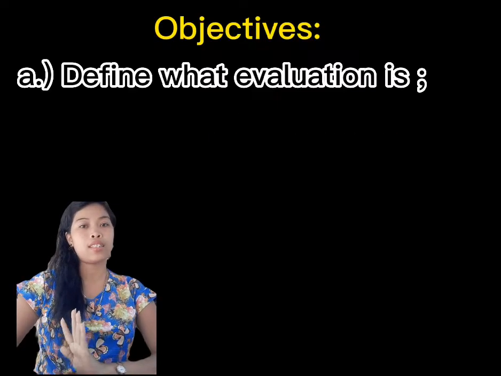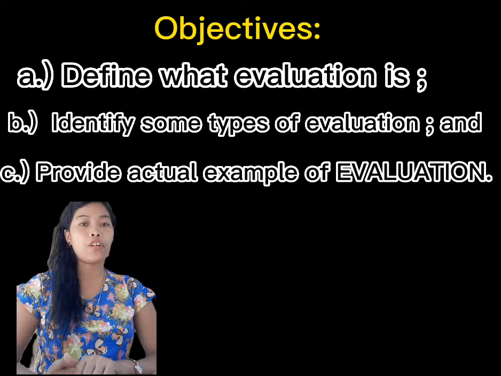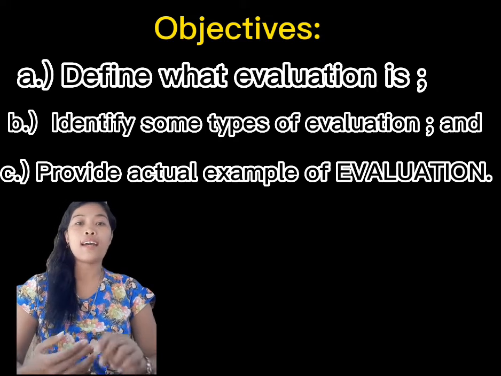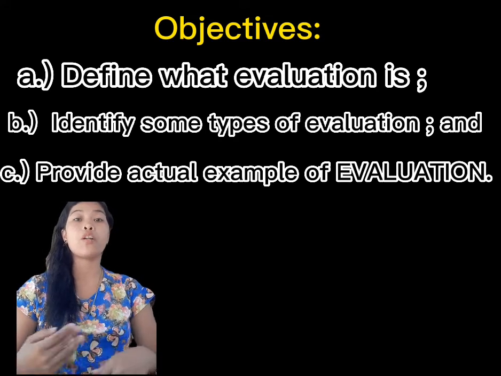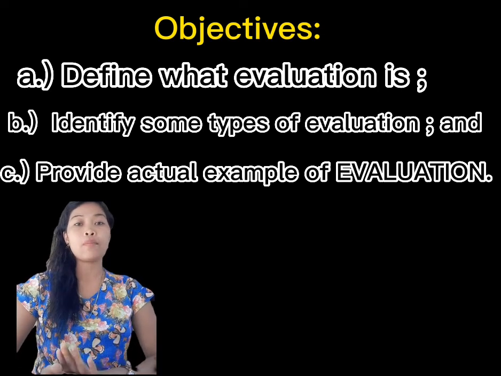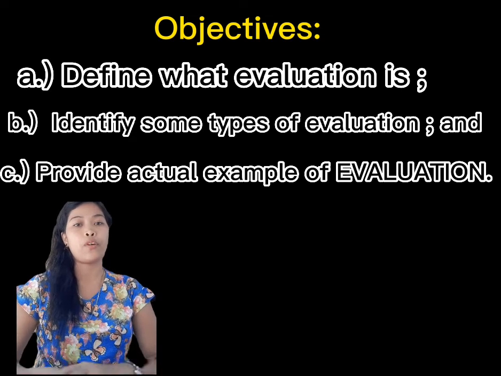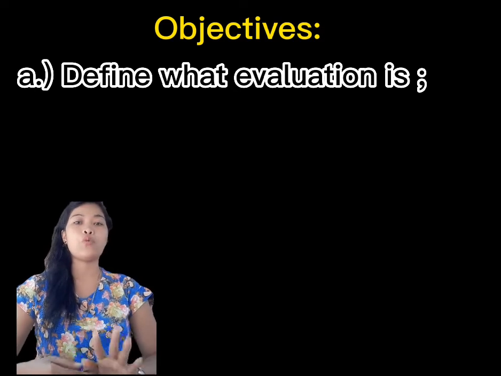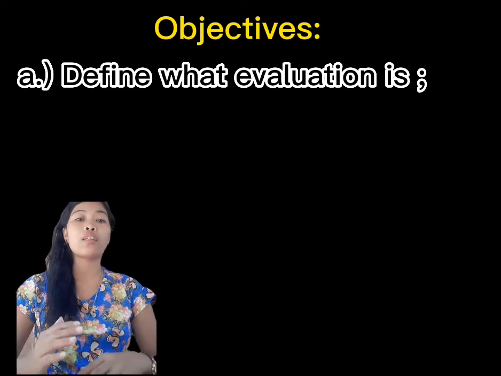These are the objectives. First, define what evaluation is. Second, identify some types of evaluation. And lastly, provide actual examples of evaluation. And now let's proceed to the first objective, which is to define what evaluation is.